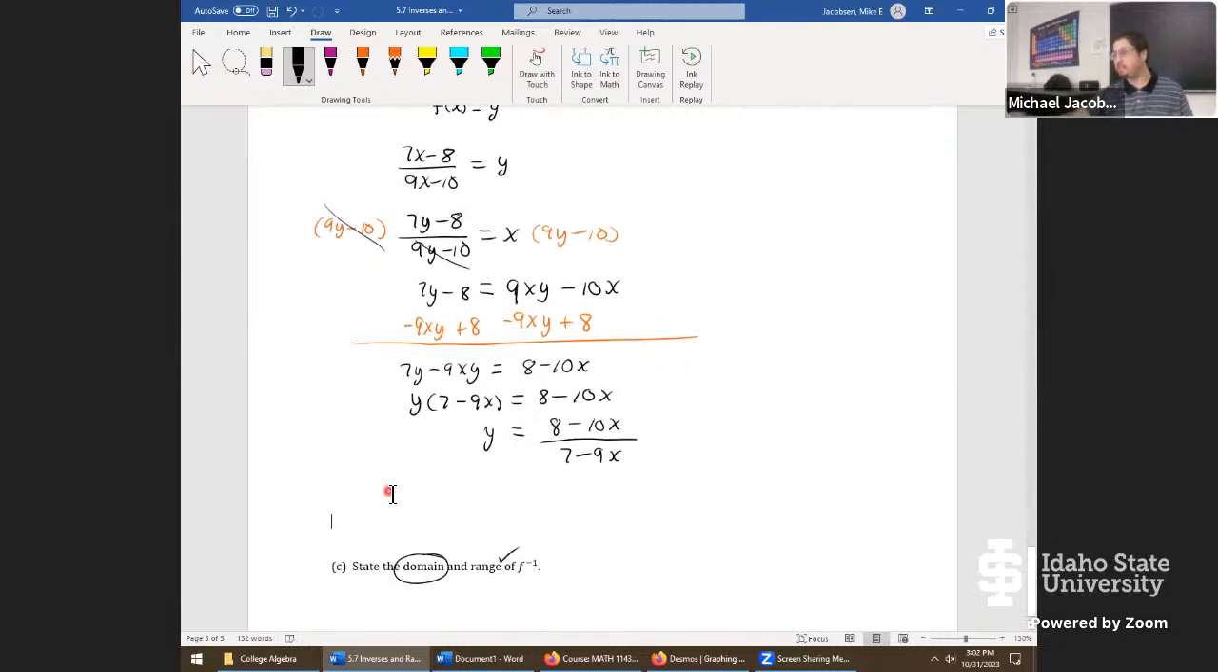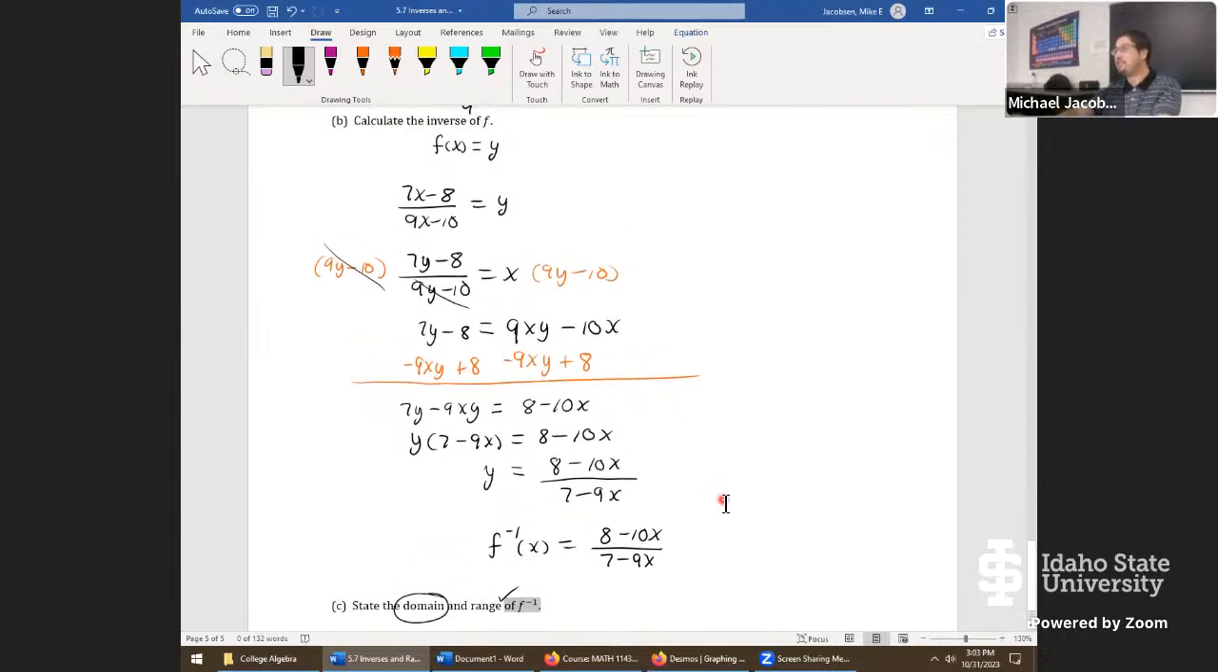The last thing you could do, just to be specific of what you found, is a good strategy because f inverse is referred to. It makes the next steps a little bit easier to read. I would definitely write f inverse of x equals 8 minus 10x, divided by 7 minus 9x. Just as a reminder, that's the inverse function we have just found. Then if we'd like, we could check it out on the graph. I think we're pretty good on this one.